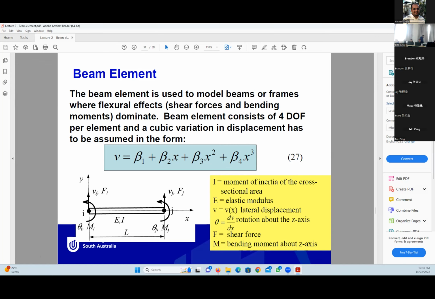F is the shear force or the nodal force. M is the bending moment or the nodal moment, again moment about the axis. So this is generally the polynomial equation, or the shape function, for the lateral displacement of a beam element. And if we know V, the derivative of V with respect to x will be theta.